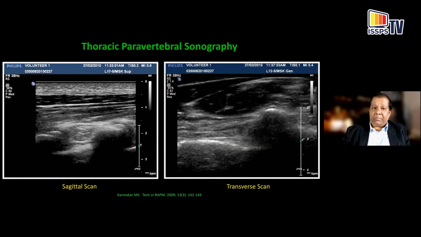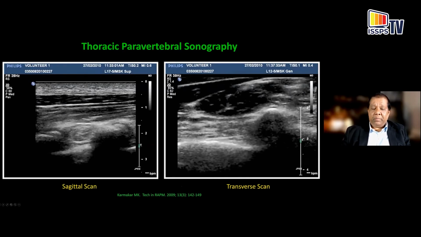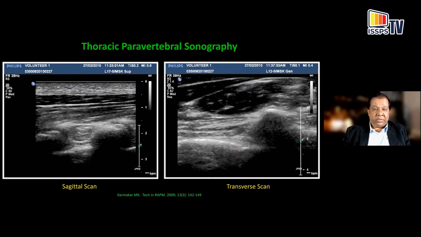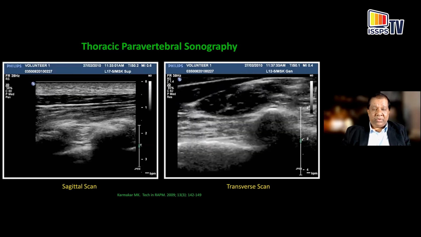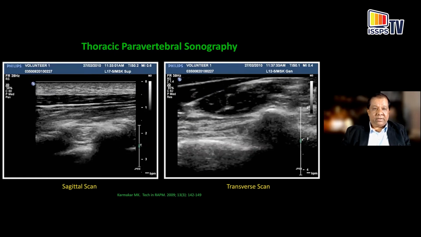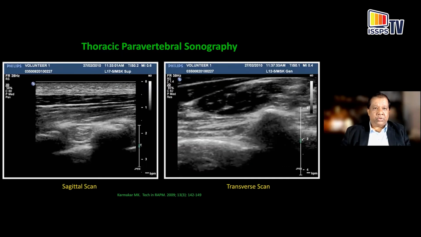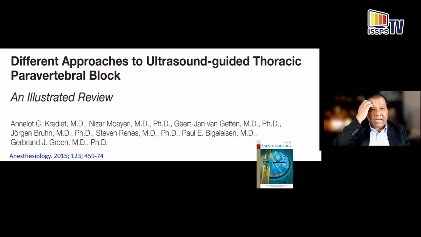So today you can perform a sagittal scan or a transverse scan. Many techniques have been described for paravertebral injections. And in fact, there is no optimal technique, so each one has their own individual preference. I will try to describe some of this to you with the pros and cons. If you want to read an interesting and good article, it is by Dr. Karmakar and group, published in Anesthesiology in 2015.